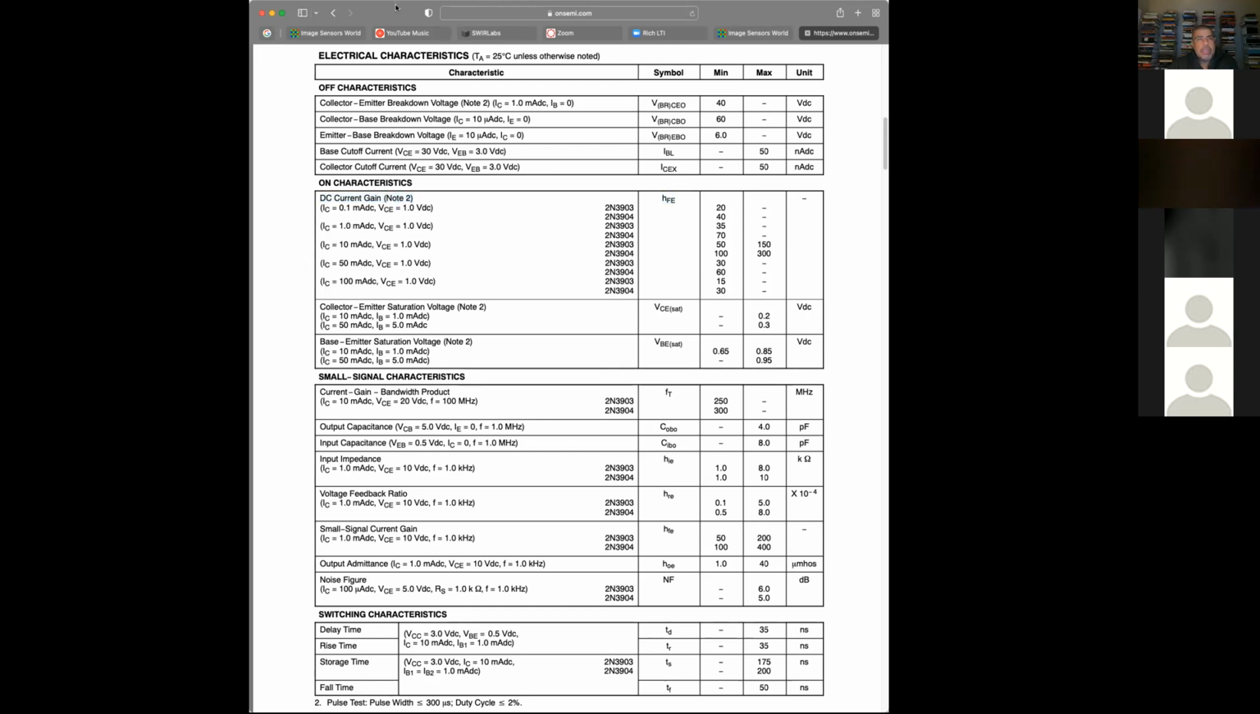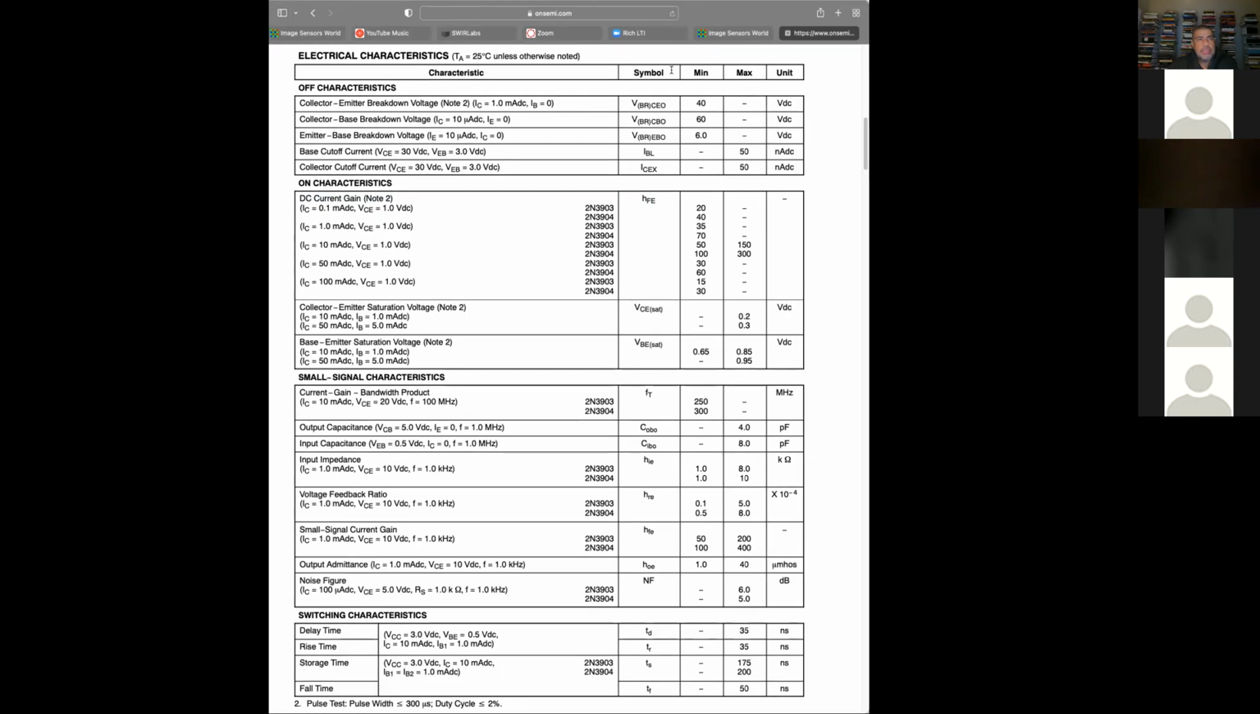Okay, but the thing I wanted to show you guys is look up here. So there's the symbol. I don't know if you guys see my cursor, but see the symbol, you see min, max, and unit. And the point I wanted to make is that these transistors we're talking about, whether it's bipolar transistors or MOS transistors, are some of the most precisely made devices that mankind can make. Okay, but unfortunately, no two are the same.